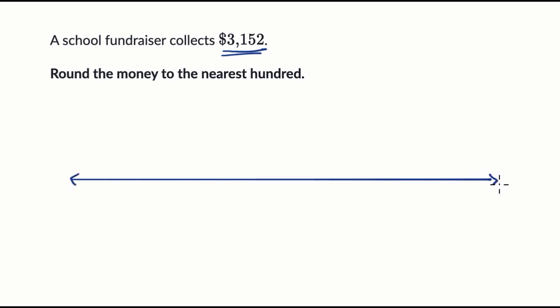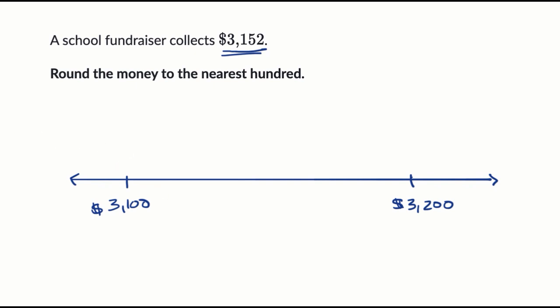And if I think about the hundreds around this, the nearest 100 below this is 3,100. So this is 3,100. I guess we're talking about dollars. And then the hundreds above this is 3,200. So I'll put that here. So this is $3,200. Now, we're looking at 3,152, which is going to be a little bit more than halfway towards 3,200. So that might already show you the direction we're going in.